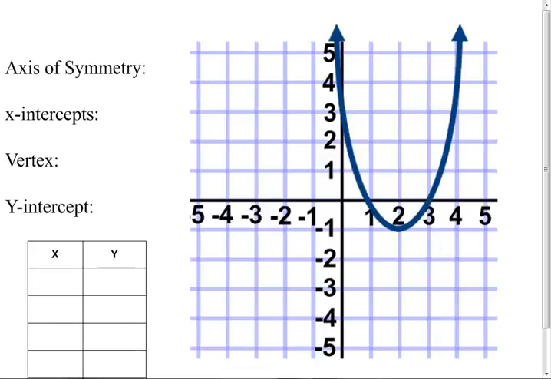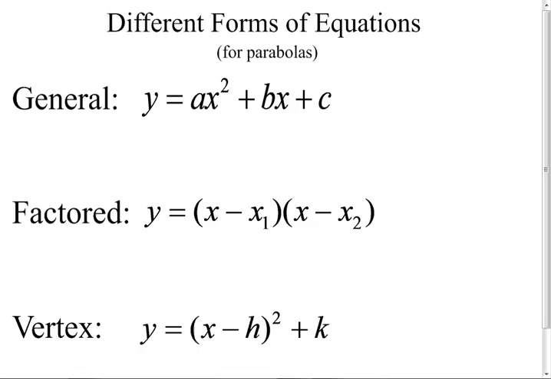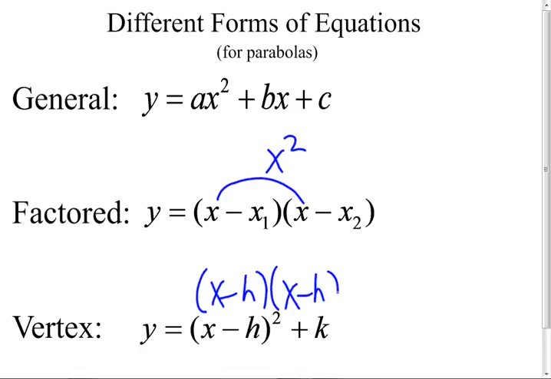So, by the way, they all have x squareds in them. If I multiply x times x, I get x squared. If I square this x minus h out, then I do FOIL. I do x times x, I still get an x squared. So parabolas are always x squared.